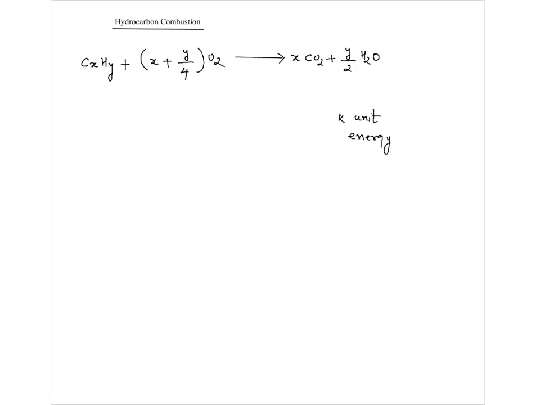This is the balanced reaction for combustion of some hydrocarbon like alkane, alkene. And suppose this reaction gives K unit of energy per mole. So if you are using 2 moles of this fellow, then the energy will be 2K unit, whatever unit, calorie or joules, whatever you are using.